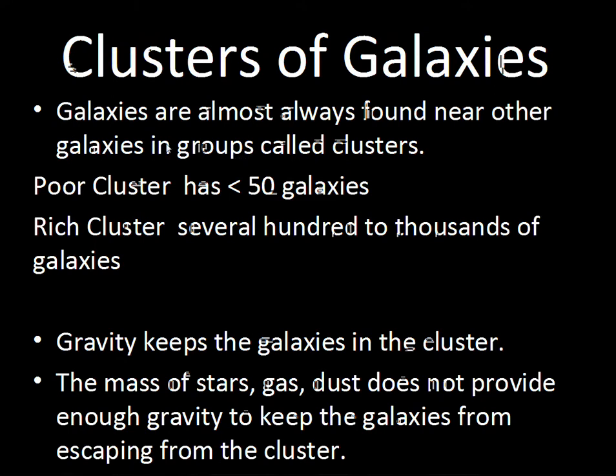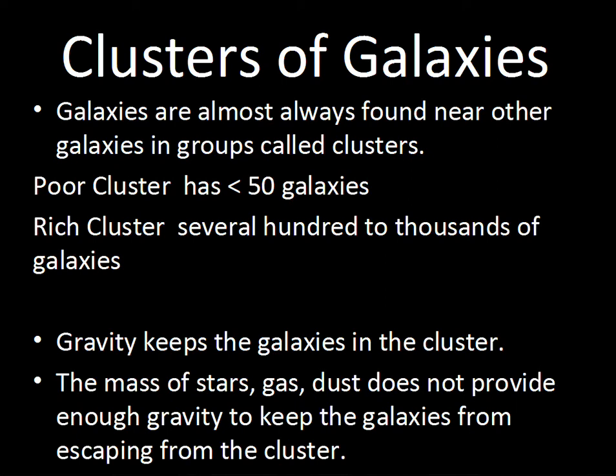Okay, clusters of galaxies. We don't find very many isolated galaxies. They tend to form in groups. And there are two classifications of clusters of galaxies. We've seen this kind of behavior before with stars: open clusters in the plane of the galaxy, and globular clusters with millions of stars or so orbiting the Milky Way center. We don't quite go that far with the rich clusters of galaxies, but a poor cluster of galaxies would have fewer than 50 galaxies.